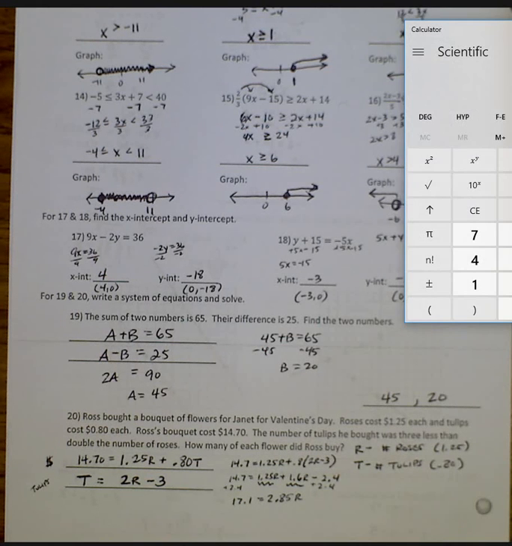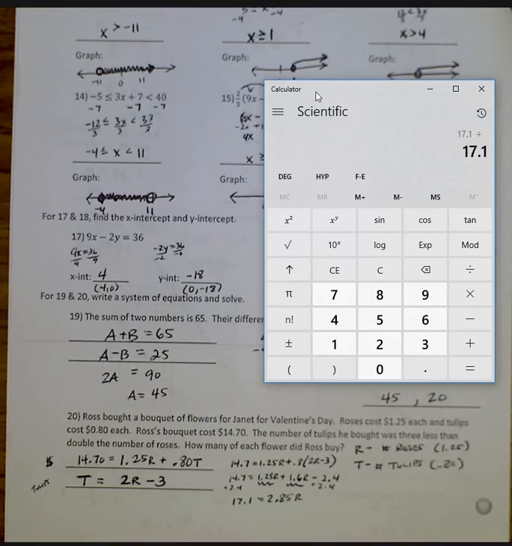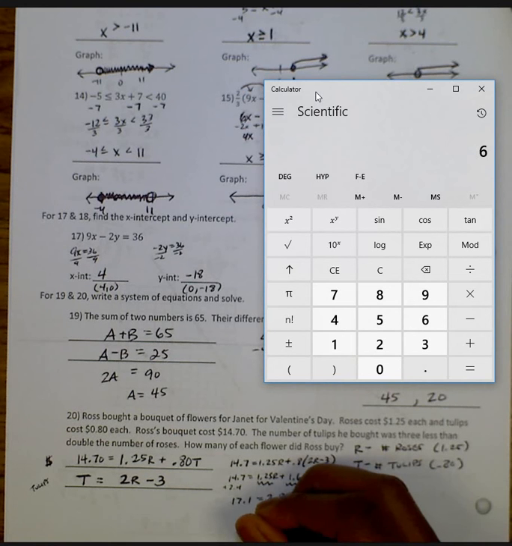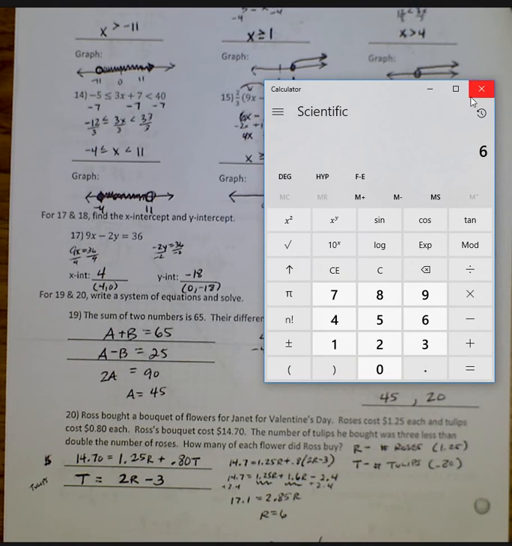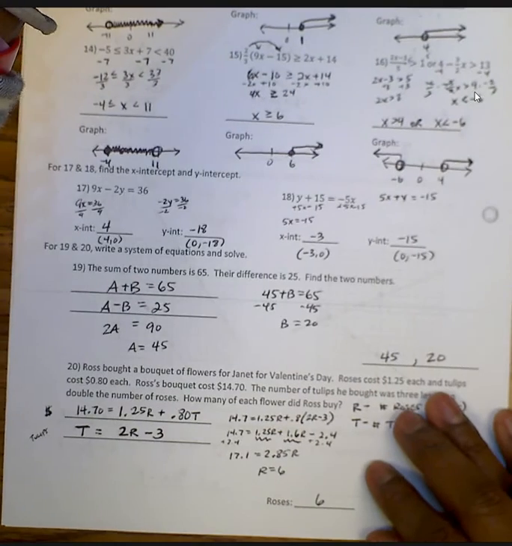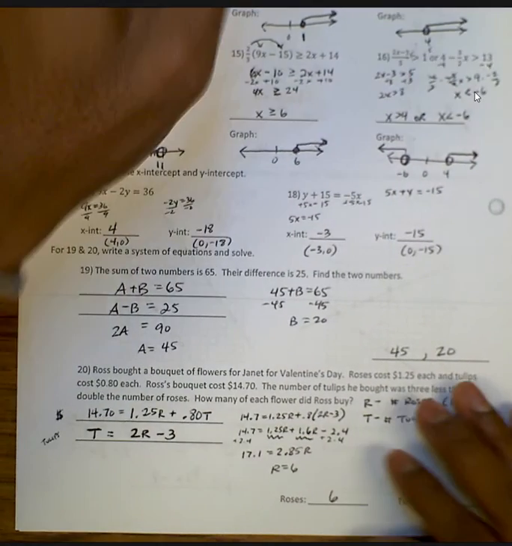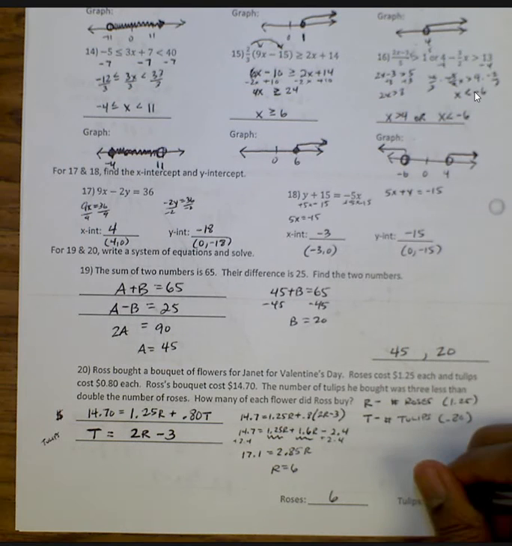And 17.1 divided by 2.85 gives me a nice number, yay. So there are 6 roses. Because there are 6 roses, we can find the number of tulips by plugging it into the second equation. 2 times 6 is 12. 12 minus 3 is 9. Alright.